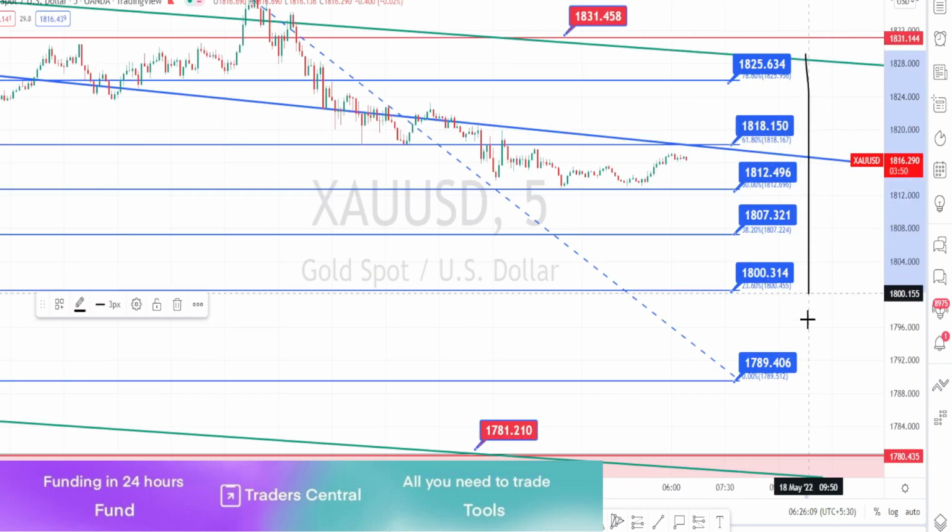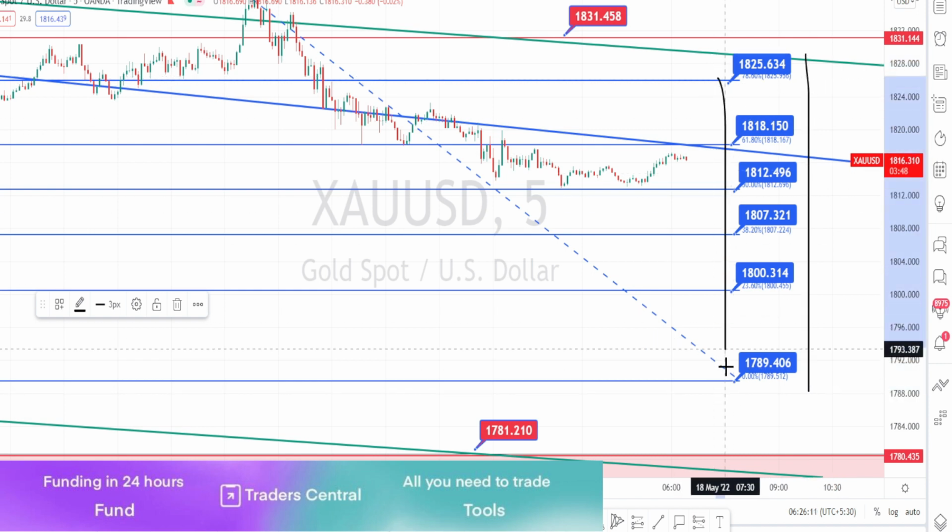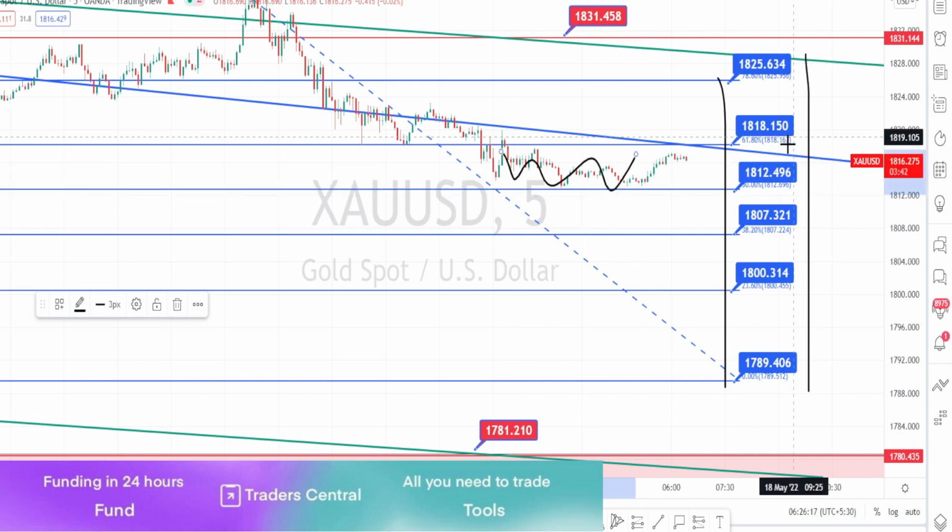So the values in blue color boxes are the resistance and support levels for 5 minutes time frame. Currently the price action is trading sideways between the resistance level of 1818 and support level of 1812. That's all the analysis for today.